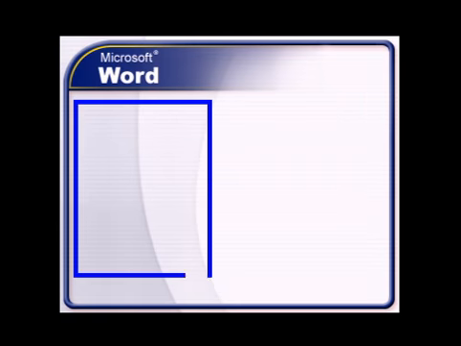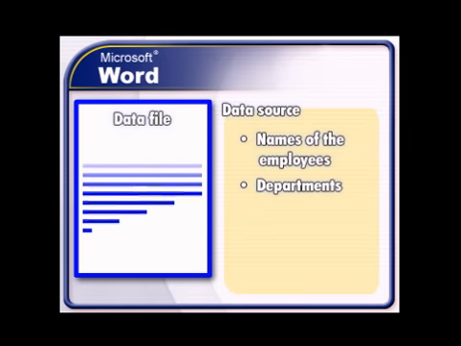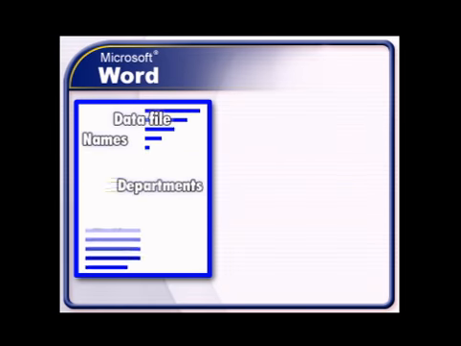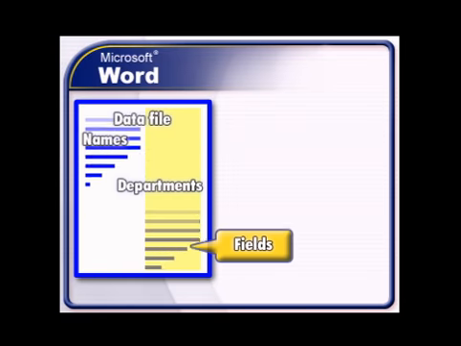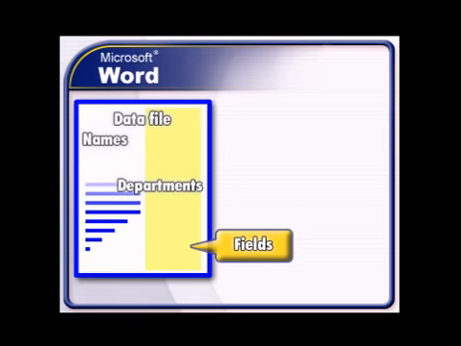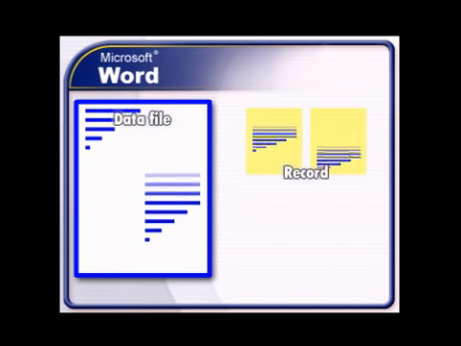We're going to create a data file to act as our data source. It will include the names of the employees and their departments. Each of these pieces of information will appear as a separate category within the data file. These categories are called fields, and each collection of this field information is called a record.